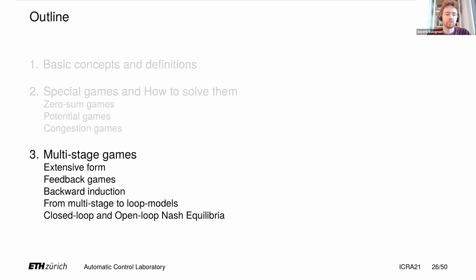Okay, what we're going to cover now is an extension of games to what are called multi-stage games. And we're going to see in a second what multi-stage games are. We're going to touch on five points. We're going to look at how to represent them in the extensive form, a subclass of feedback games, what backward induction is in the solution of these games, and then move to loop models and dynamic games, where you can talk about closed loop, open loop and Nash equilibrium. And that's quite some material that will be useful if you plan to use game theory for motion planning.